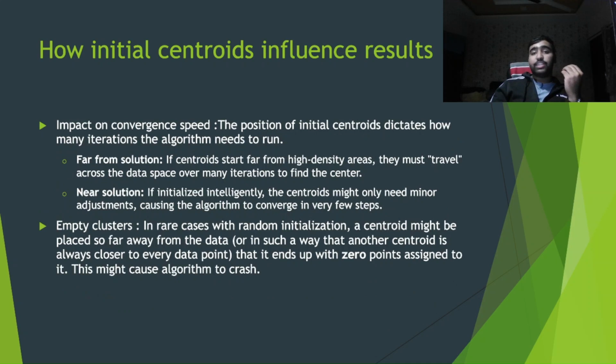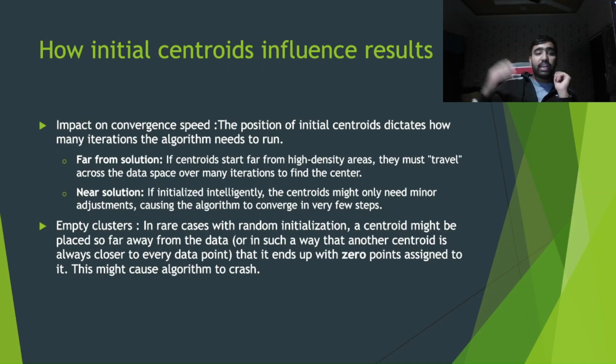How initial centroids influence results. Again, we are going to look at the impact of initial centroids on the result. The second impact would be the impact on convergence speed. The position of initial centroids dictates how many iterations the algorithm needs to run. Far from solution: if centroids start from high density areas, they must travel across the data space over many iterations to find the center. Near solution: if initialized intelligently, the centroids might only need minor adjustment, causing the algorithm to converge in very few steps.